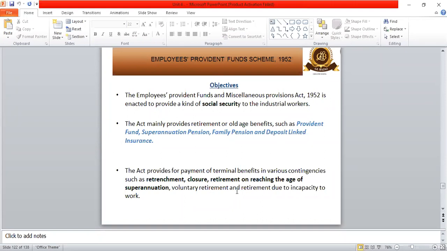Retirement on reaching the age of superannuation. Now you are retired, so there's a pension benefit which is associated with EPFO. Now you have reached the age of superannuation. Voluntary retirement, and retirement due to incapacity for work. So these are the certain reasons that you can give to take out the provident fund, and proper validation of these reasons is done by the inspectors appointed by government or EPFO. They take care that your reason is genuine, and only then you are able to withdraw money from the EPFO.